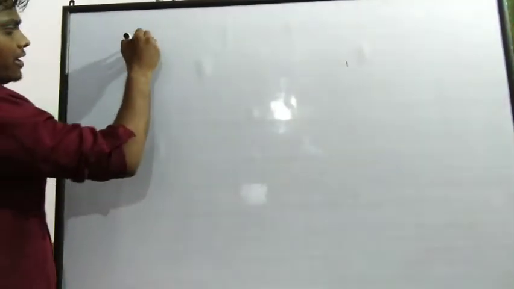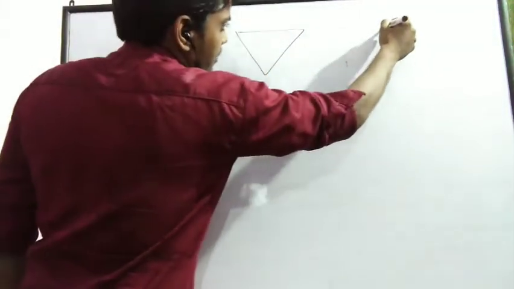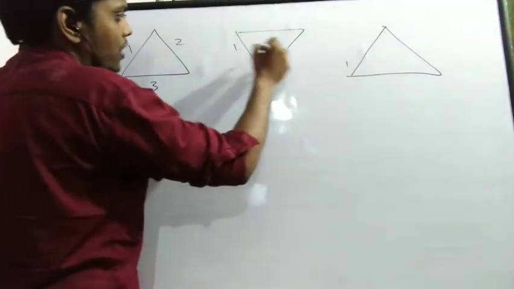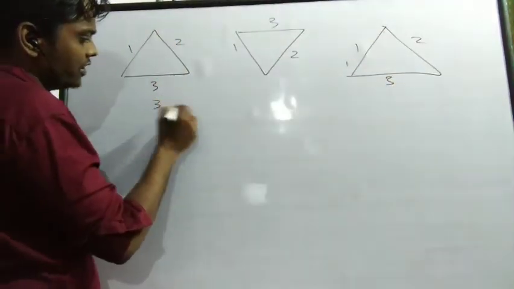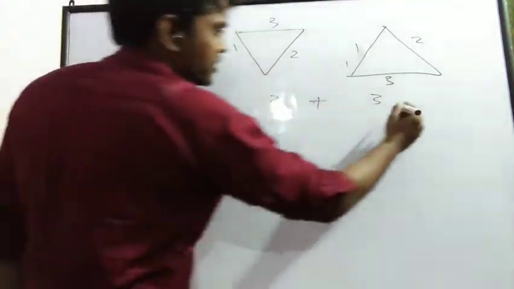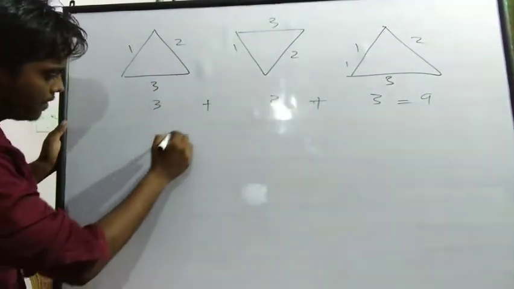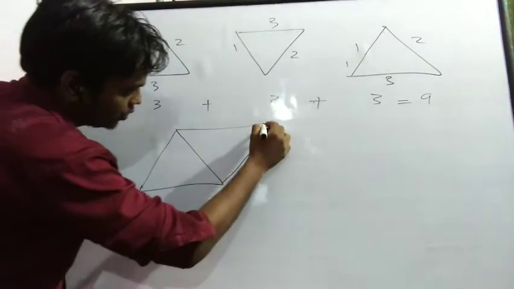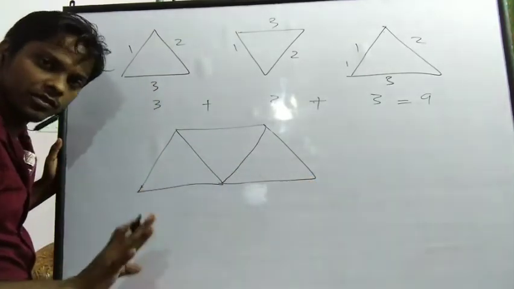See, if we have three triangles, 1, 2 and 3, the number of matchsticks is 1, 2, 3, 1, 2, 3, 1, 2, 3. So the number of matchsticks is 3, 3, 3. We will add this: 3, 3, 6, 6, 3, 9. Now we will join all these triangles. See, 1, 2, 3, 1, 2, 3. These all three triangles.